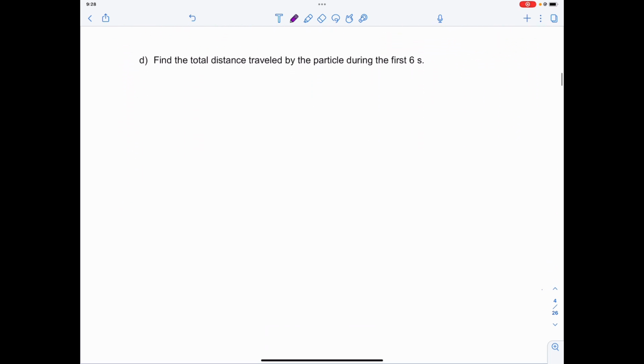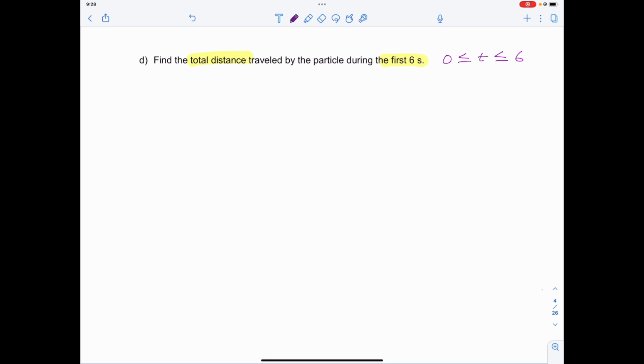Now part D is the part that more people struggle with. It says find the total distance traveled by the particle during the first 6 seconds, which means that it's going from 0 for t all the way up to 6 for t.